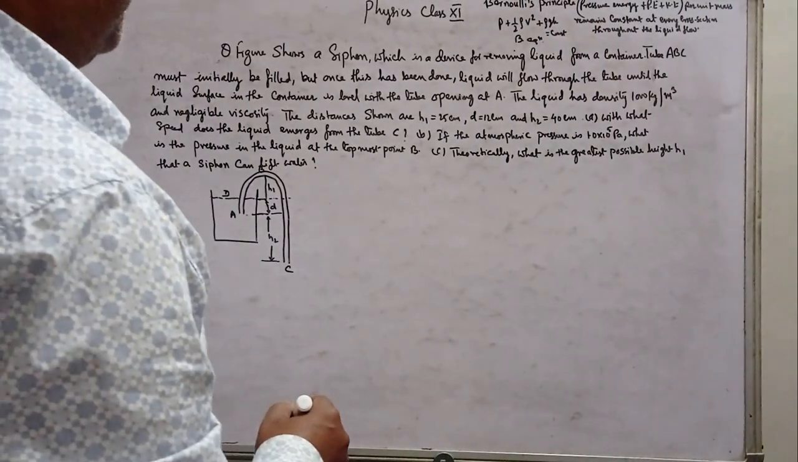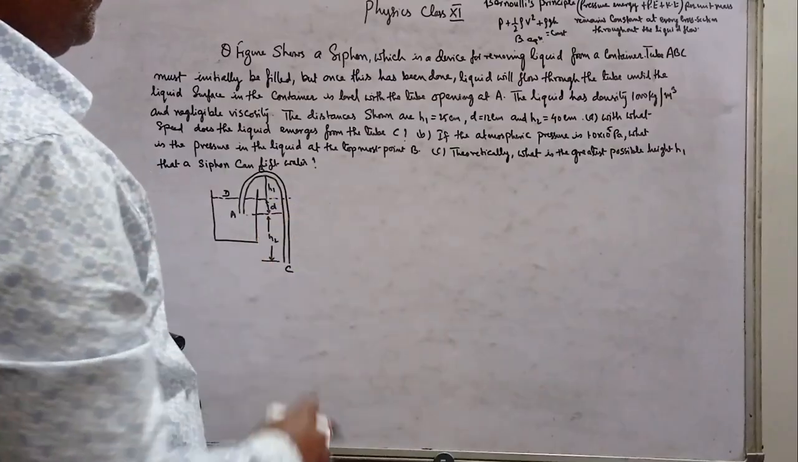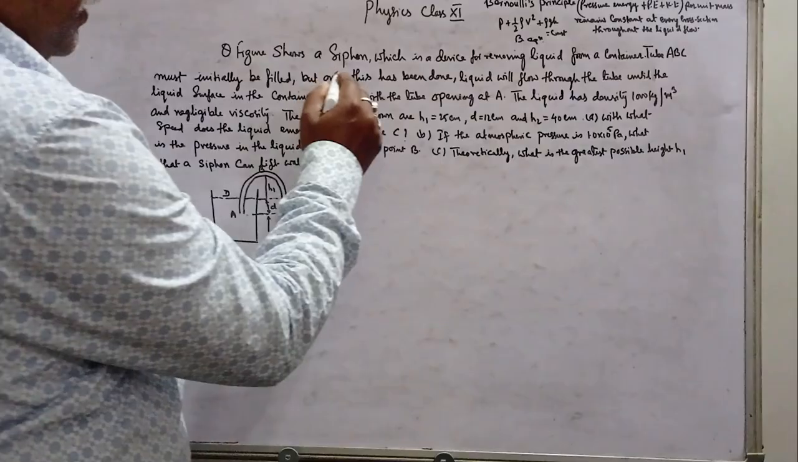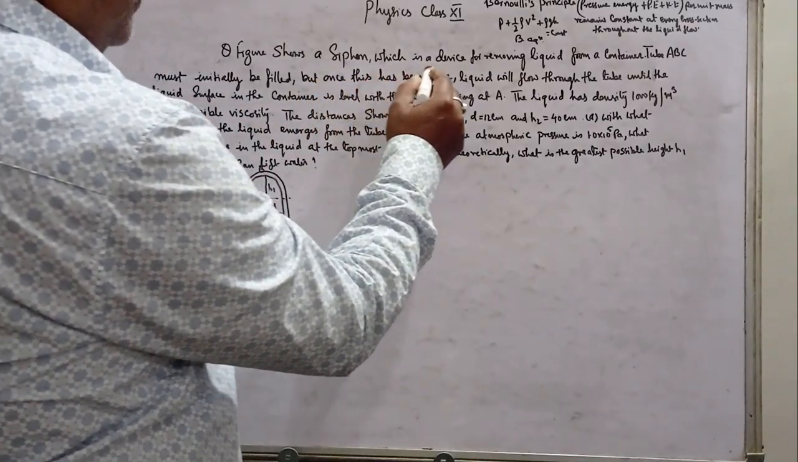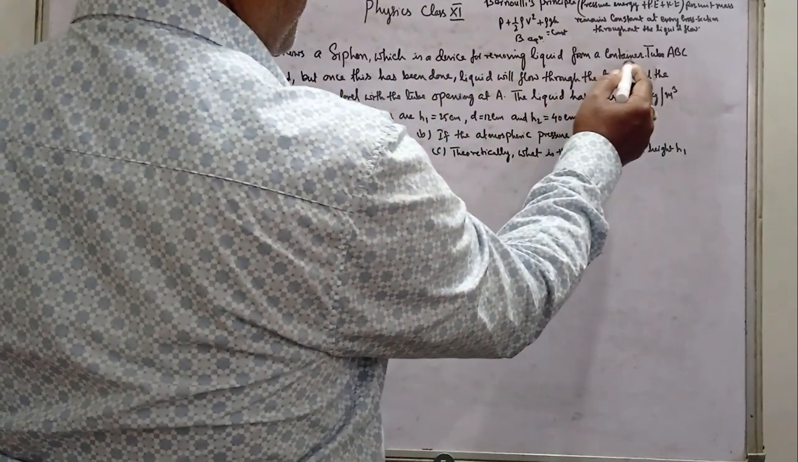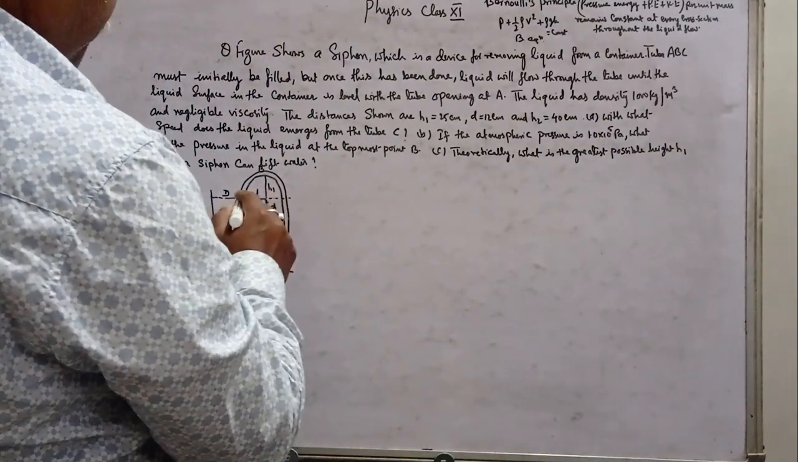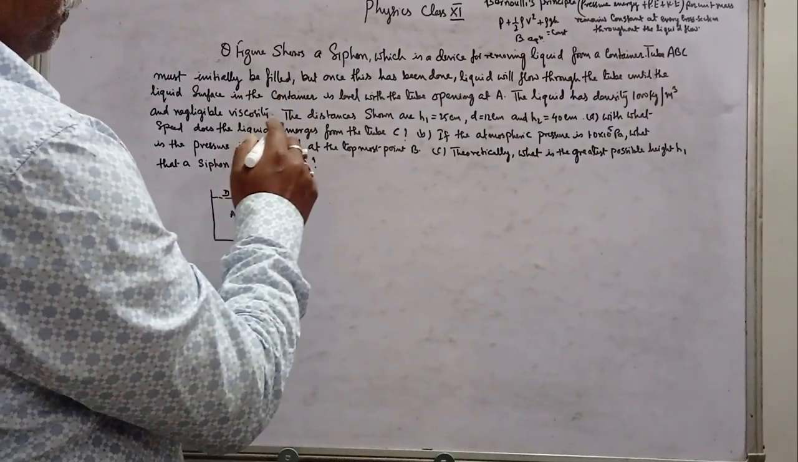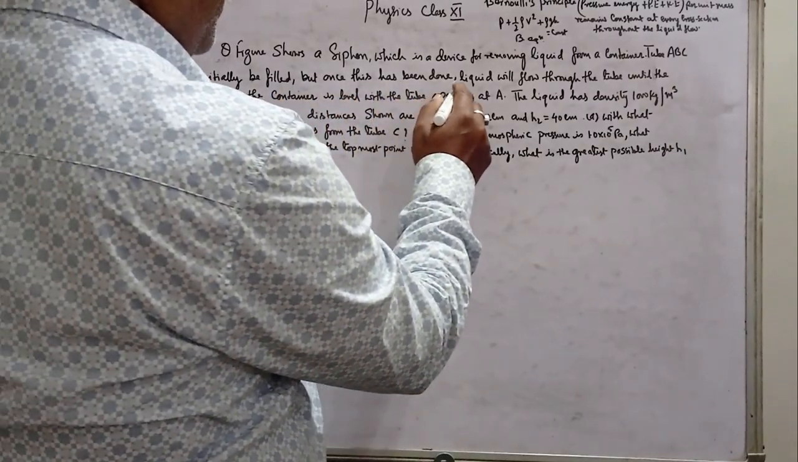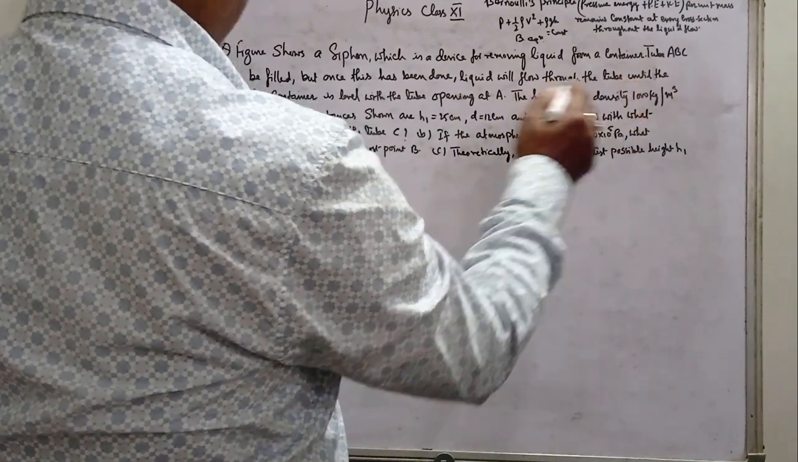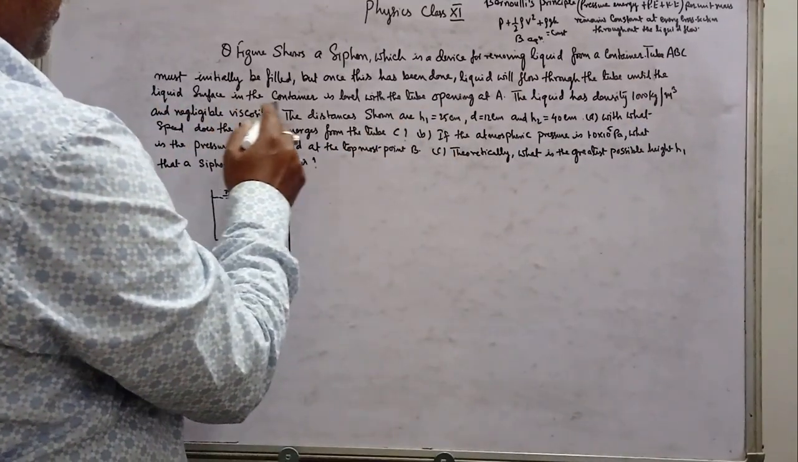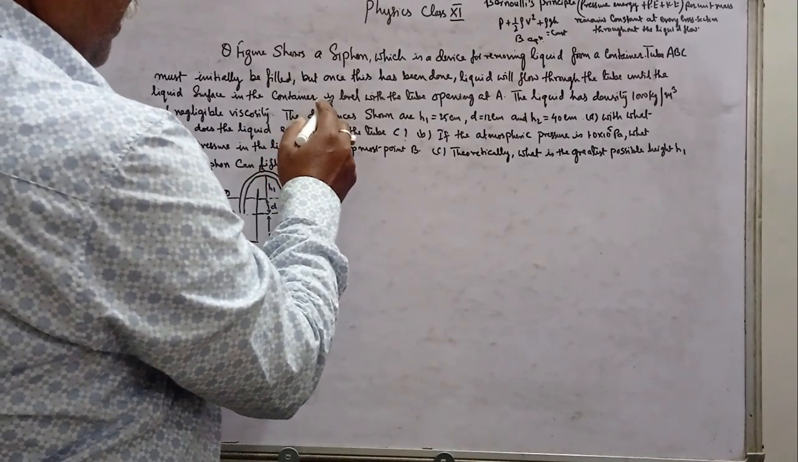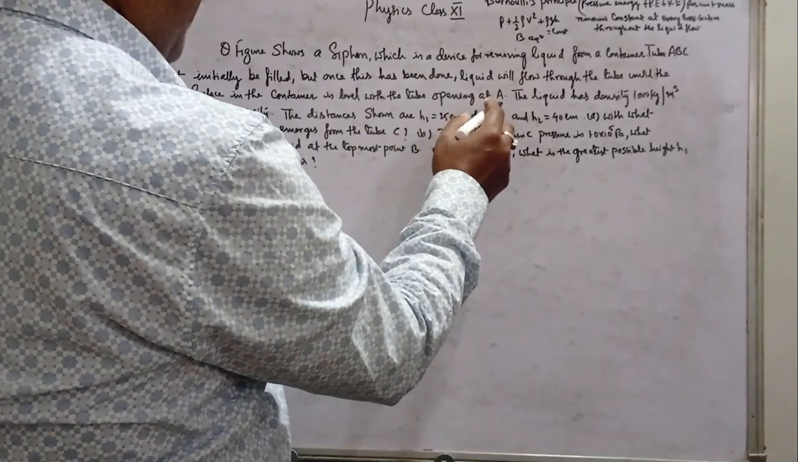Now today, here you see this is a question on Bernoulli's principle. The figure shows a siphon, which is a device for removing liquid from a container. The tube here, A, B, and C, must initially be filled, but once this has been done, liquid will flow through the tube until the liquid surface in the container is level with the tube opening at A.